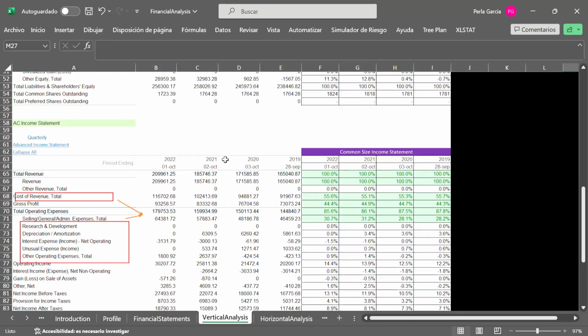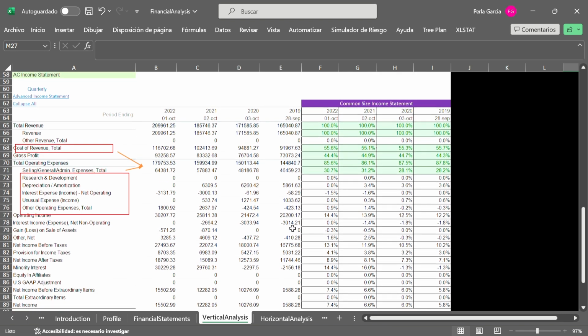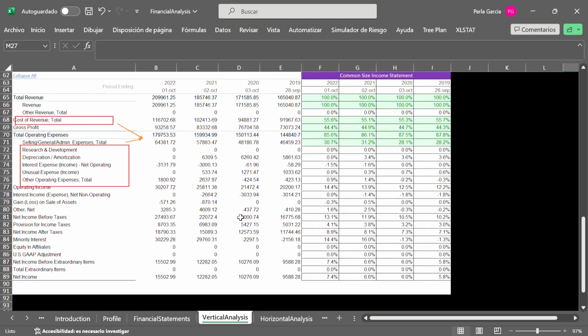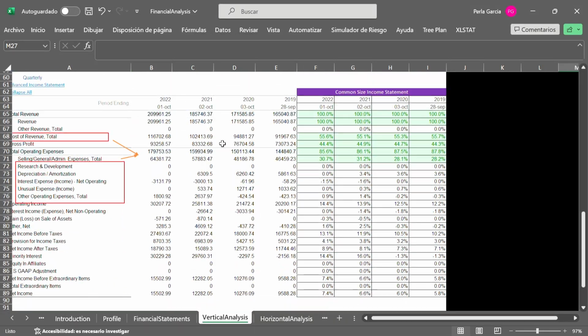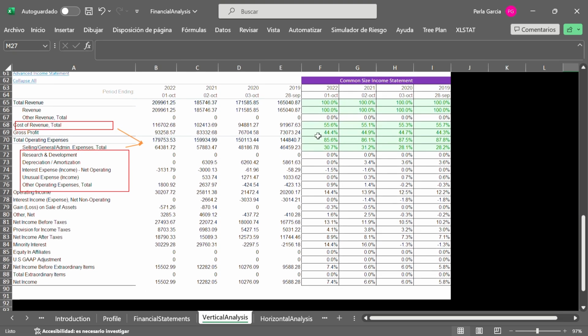Then in the income statement, we can understand that this financial statement expresses the profitability and all of the operational aspects, like expenses and other financial income, and also the taxes and the depreciation of these assets. Here we can see that 100% is the total revenue, and then the cost of revenue represents 55.6% in 2022, and the gross profit is 44.4% of the total revenue.